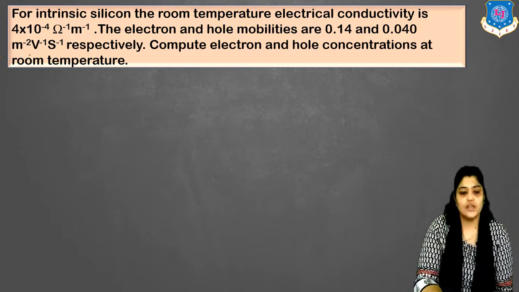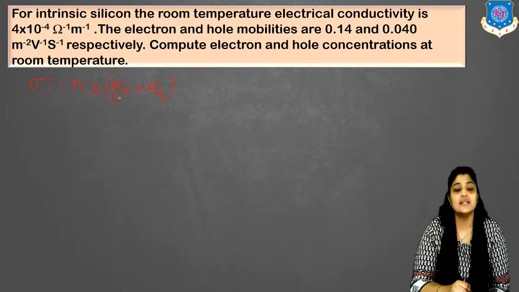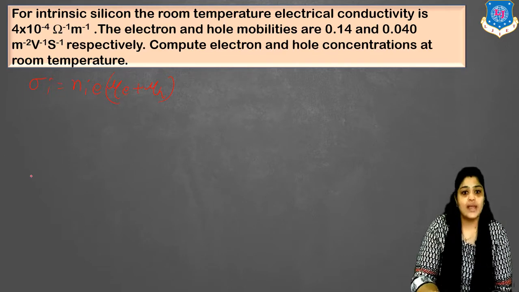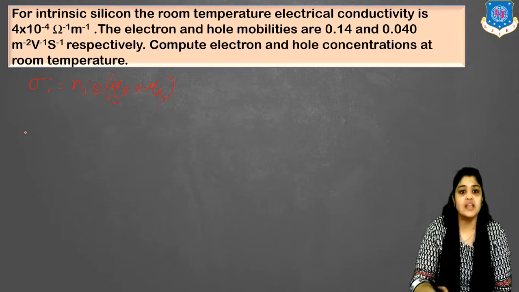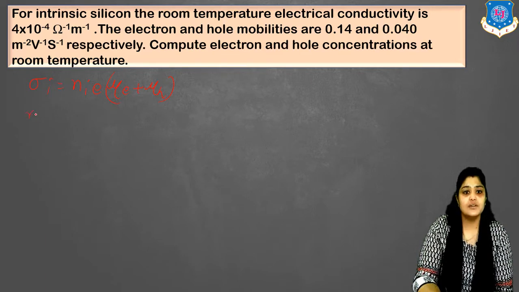So we have the equation sigma i, that is conductivity, is equals to Ni e (mu e plus mu h). This is the equation which defines the conductivity of intrinsic semiconductor. Now we have been given electrical conductivity in the question. So I can write Ni is equals to sigma i upon e (mu e plus mu h).